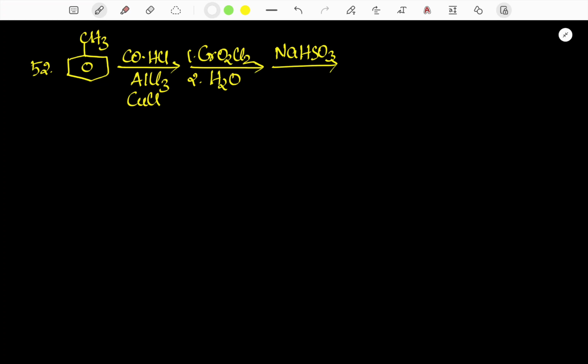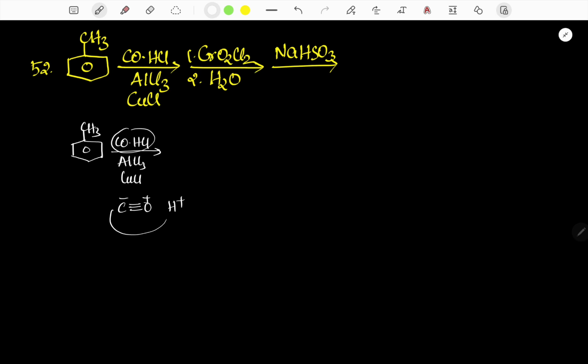Next reaction, the reactant is toluene. Toluene treated with CO, HCl, AlCl3 and CuCl. From CO and HCl we can write it is a carbon monoxide structure. When we add H plus, C takes the proton and HCO plus is produced. And here we shift the pi bond and write the corresponding electrophile. So it is our electrophile.